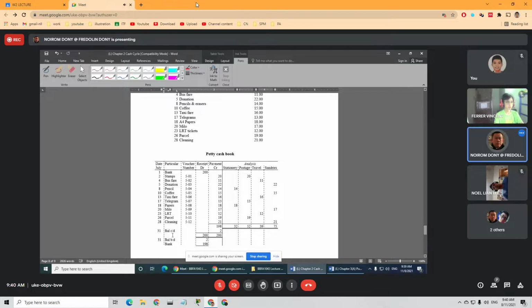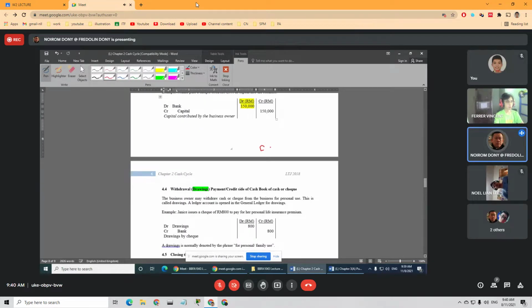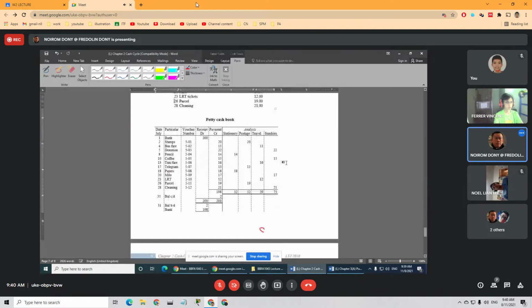So CD means carried down. D means down, C means carried. So these 2 ringgit will carry down to the bottom, to the following month.